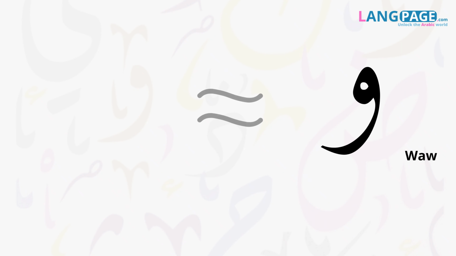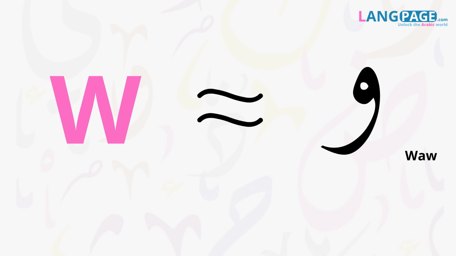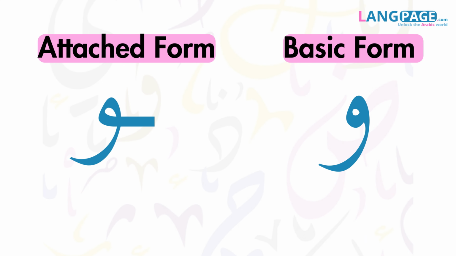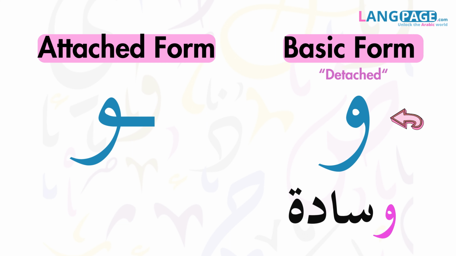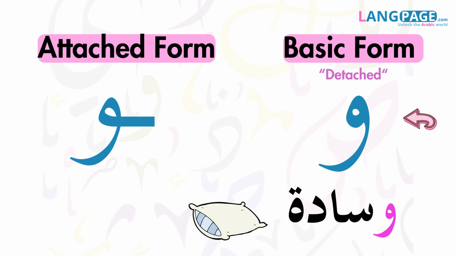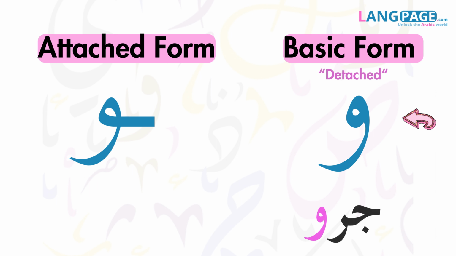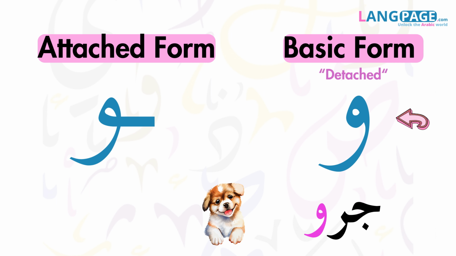The next letter is the letter waw. The letter waw equals W in English, as in the word water. The letter waw has only two forms. The basic form, which we call a detached form, which might come at the beginning of the word, as in the word wisada, which means pillow. Or it might come in the middle, as in the word ruh, which means soul. And also it might come at the end of the word, as in the word jaru, which means poppy.